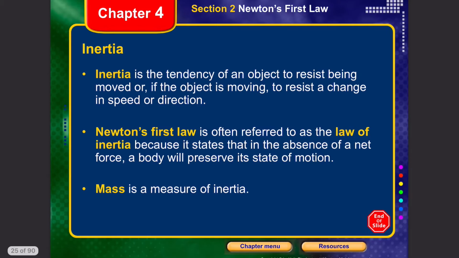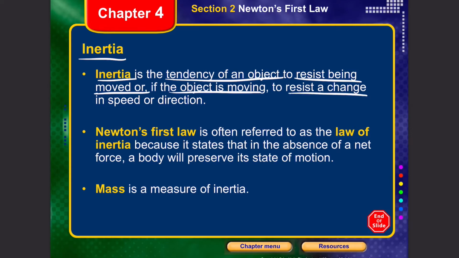Next, let's talk about inertia. So what is inertia in itself? The first law explains mainly two things. One, it explains force, and second, it also explains the term inertia. Notice the first sentence there: a body at rest remains at rest and a body in motion remains in motion. So inertia is the tendency of an object to resist being moved, or if the object is moving, to resist a change in speed or direction. So inertia is basically resistance to change in state.